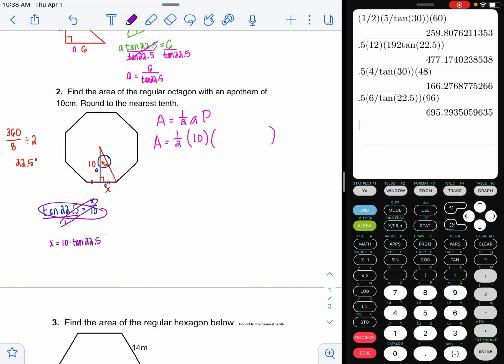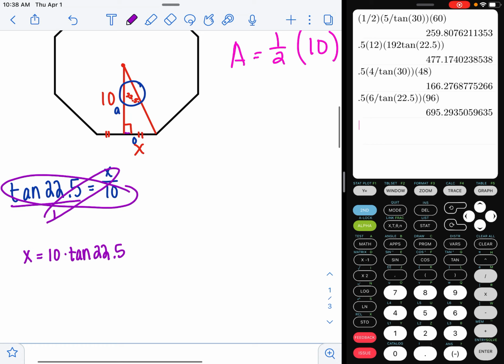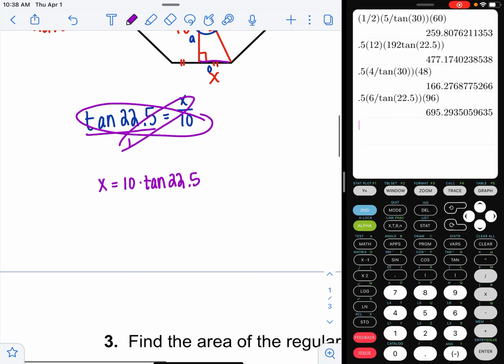Most common mistake people will make is they'll say take X and put it in here. X is not P, right? X is this little piece right here. So how am I going to get the perimeter? I'm going to start off by getting the side. And how am I going to get the side? By multiplying by 2. So multiplying by 2, all that I have to do is multiply this number by 2. So I get 20 tangent of 22.5.